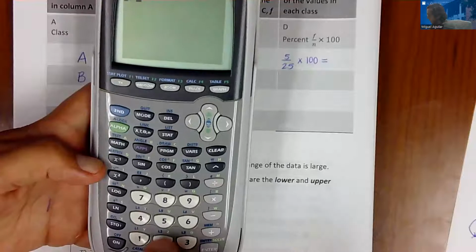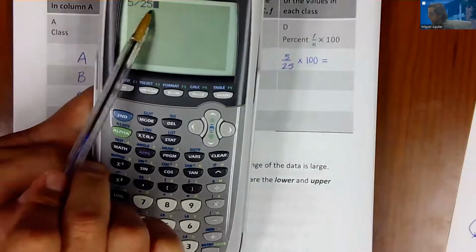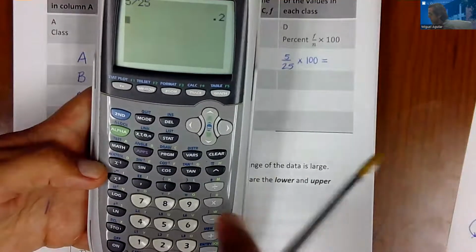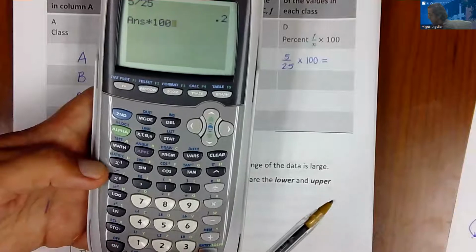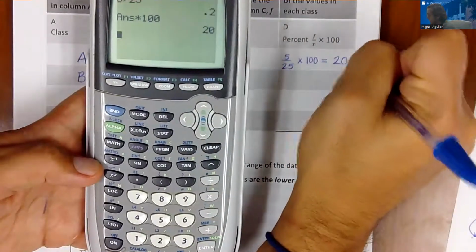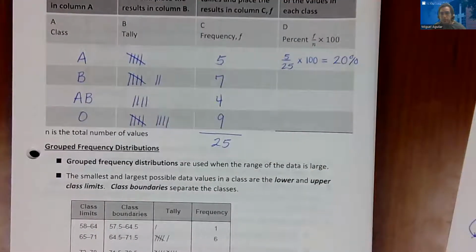5 divided by 25, right? The part that we're looking at, the type A blood, divided by the total number of people in the data set. Go ahead and get that, and then multiply whatever that is times 100. Okay, so we have 20% of our data set has type A blood. Does anybody have any questions about how to find that frequency percentage?